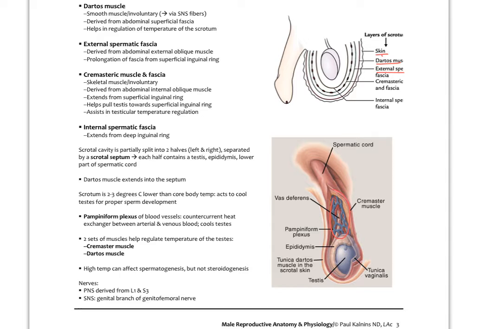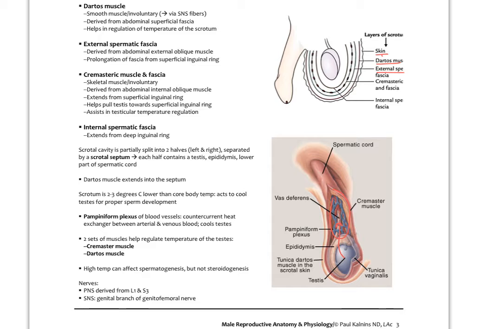And the pampiniform plexus is essentially going to drain all the blood from the testes. So testosterone, everything that'll be produced in the testes, will pass through that. But this series of blood vessels acts as what's called a countercurrent heat exchanger. And that's going to exchange heat between the arterial and venous blood. That also cools the testes. So this will be a fourth mechanism to maintain the proper temperature in the scrotum.